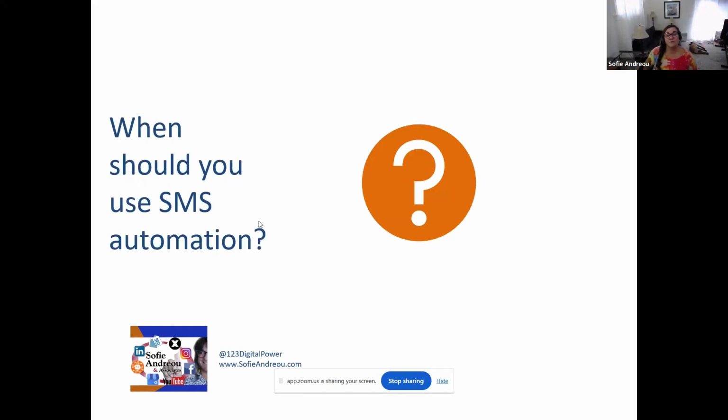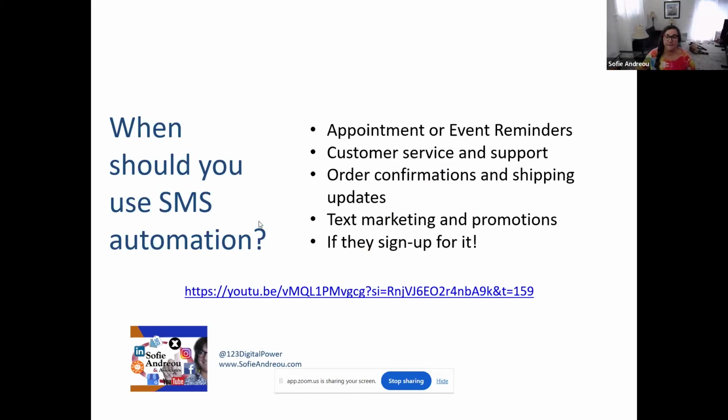So, as I promised, I was going to share with you before we end, when should you use SMS automation? When should you use SMS as a newsletter? When do you think you should use it? Aha, so this is when you should use it. Appointment reminders, event reminders, that's a big thing. That's when people accept them. They go, oh yeah, I've got this event coming up. So you send them a text message.